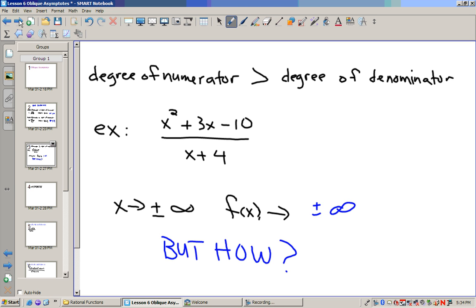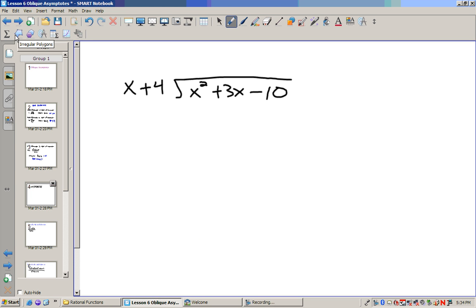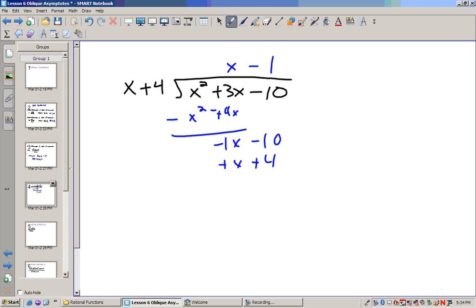That's something different. So what we need to do is actually do some polynomial division. So x goes into x times. That would be x squared plus 4x. When I subtract, this becomes negative 1x minus 10. And so that would be minus 1. So negative x minus 4. When we subtract, that changes the signs. So that would be the remainder of negative 6. So this is the same thing as x minus 1 minus 6 over x plus 4.